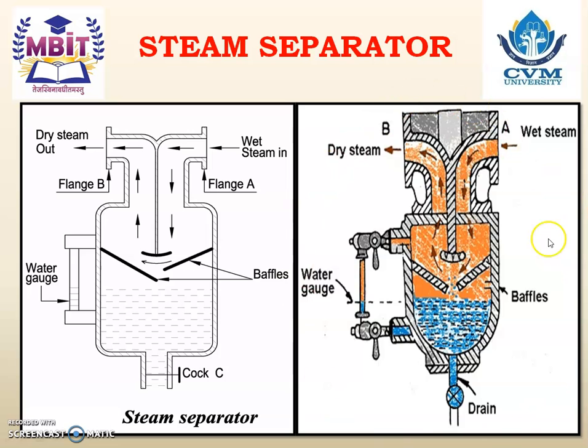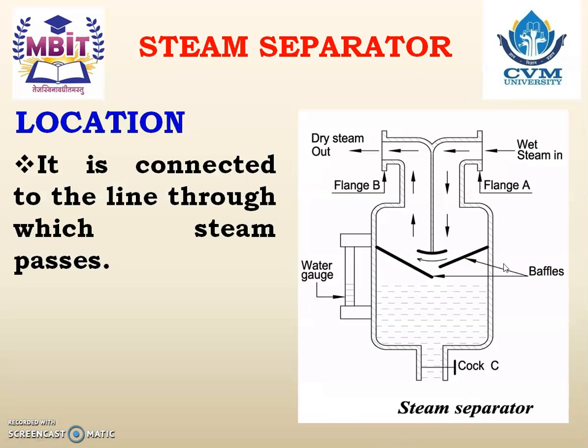This is another sketch for the steam separator. Location. It is connected to the line through which steam passes. It means it is connected through which the steam is taken from boiler to the turbine or any other application.